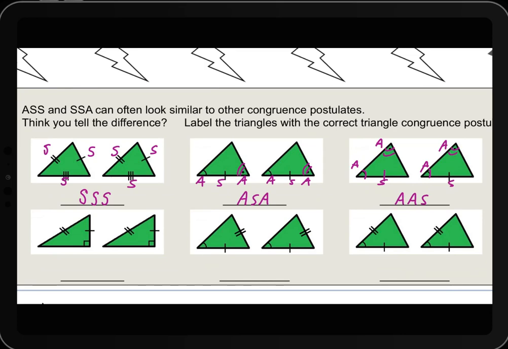This is one where it technically is SSA, but we refer to it as hypotenuse leg because it's specifically a restriction on right triangles only. So a lot of times we label that with hypotenuse leg.